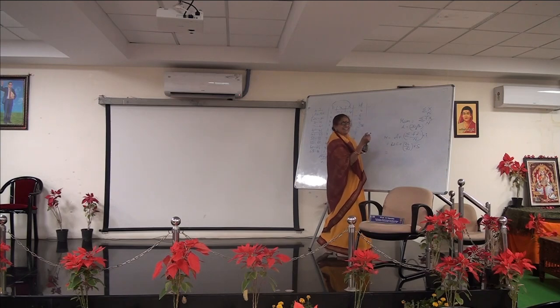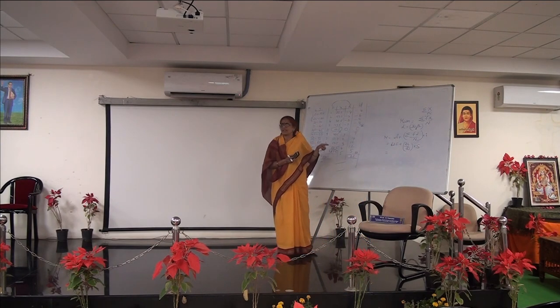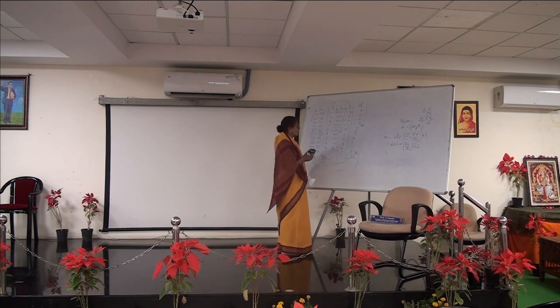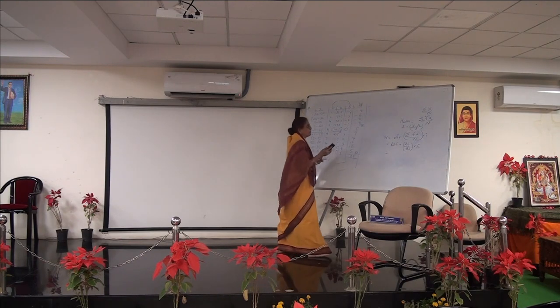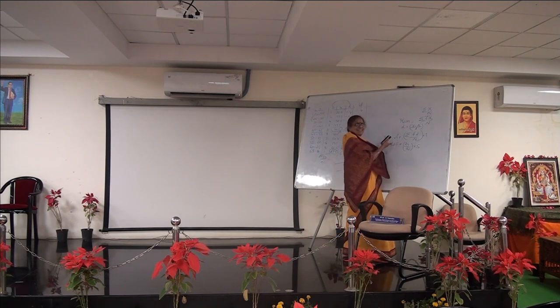So this is how we compute the arithmetic mean using the short method. Any doubt? Is it clear? Any doubts?